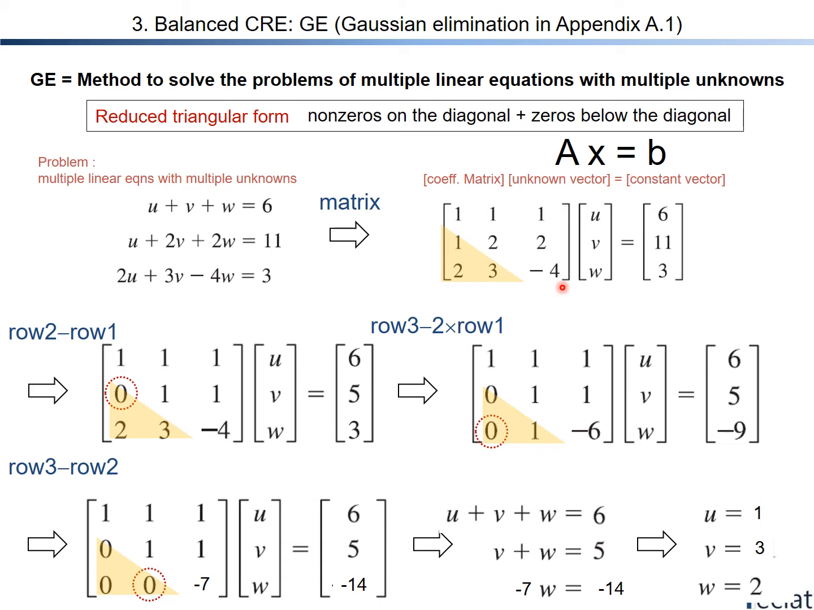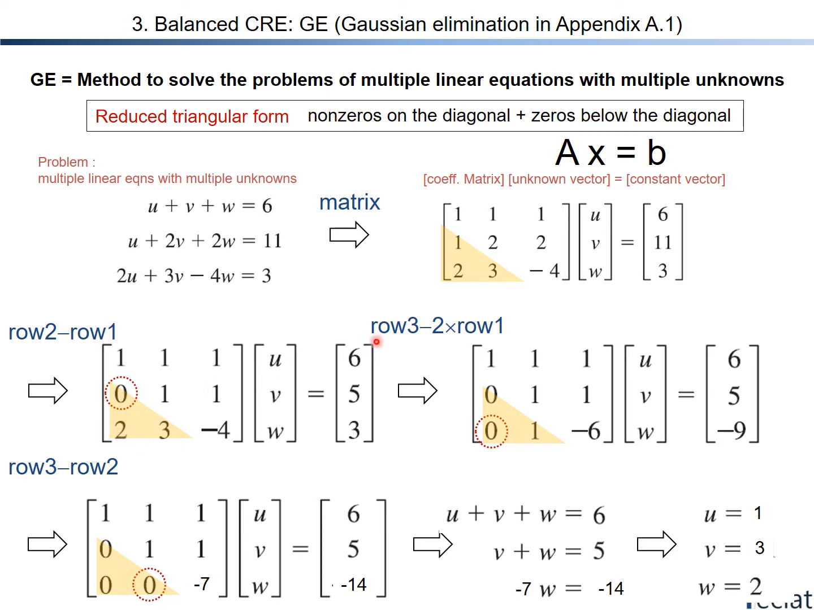So the first column is still here, and then let's try to make this entry 0. So row 2 minus row 1. 1 minus 1 is going to 0, 2 minus 1 is going to 1, 2 minus 1 is going to 1, and also 11 minus 6 is going to 5. So then right now we have 0 here.